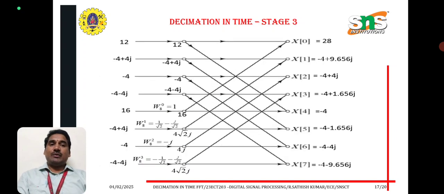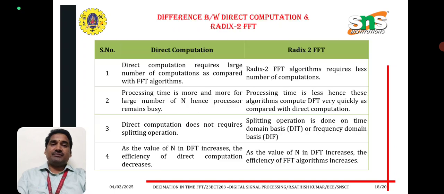X of 0 is equal to 28. X of 1 is equal to minus 4 plus 9.656j. X of 2 is equal to minus 4 plus 4j. X of 3 is equal to minus 4 plus 1.656j. X of 4 is equal to minus 4. X of 5 is equal to minus 4 minus 1.656j. X of 6 is equal to minus 4 minus 4j. X of 7 is equal to minus 4 minus 9.656j. We calculate both the real part and the imaginary part.